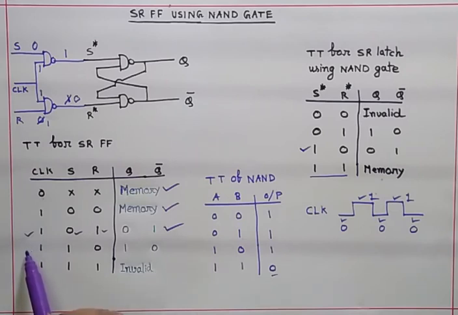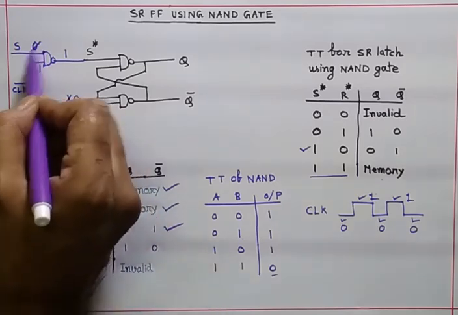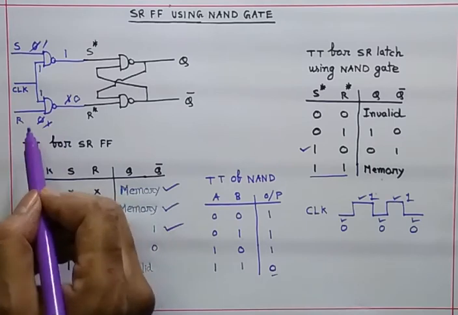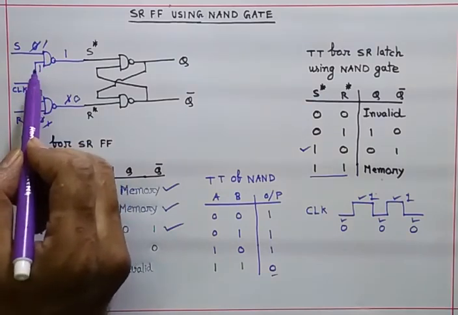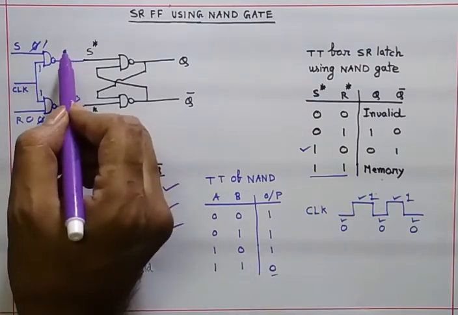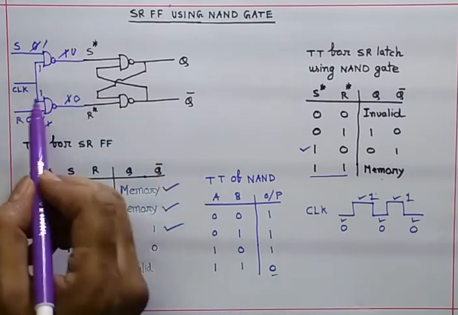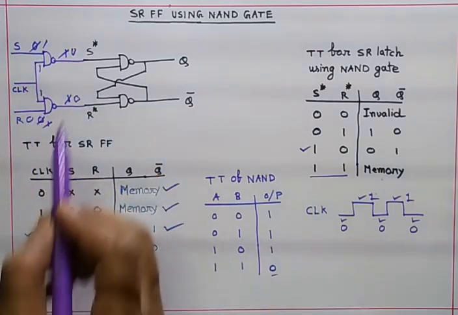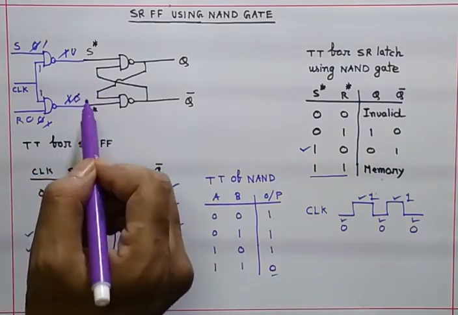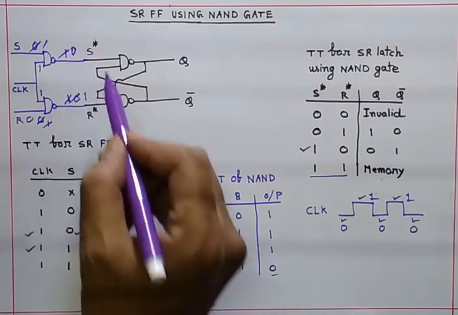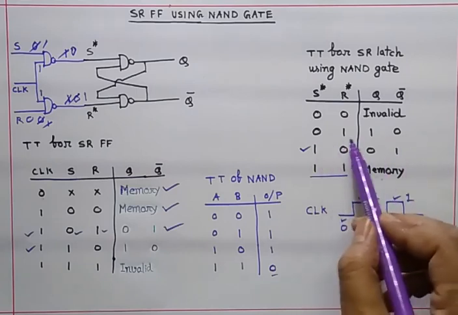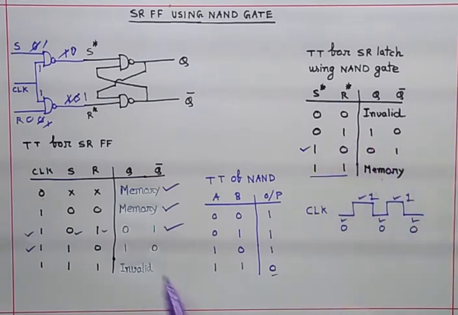Now check when the clock signal is 1 and S is equal to 1, R is equal to 0. Then what will happen? Both the inputs to this NAND gate are 1 1, and for 1 1 the output is 0, and here the input is 1 0, and for 1 0 the output is 1. Okay, that means now the input pattern is 0 1 to this SR latch. Now for 0 1 the output is 1 0, that means here also the output will be 1 0.